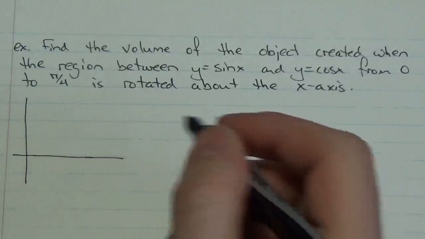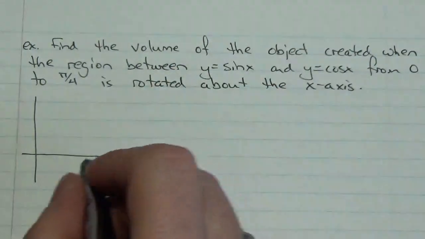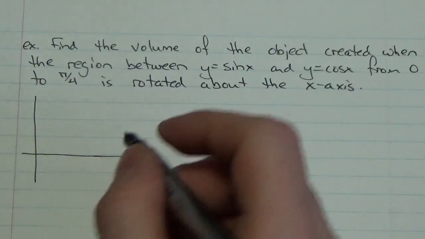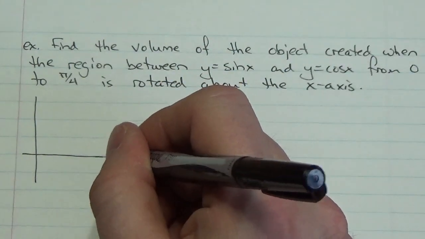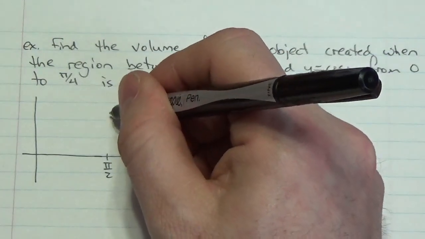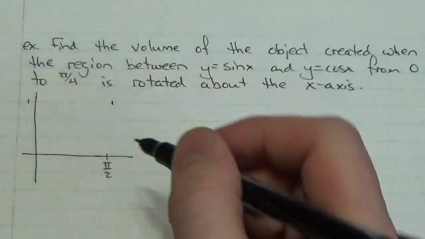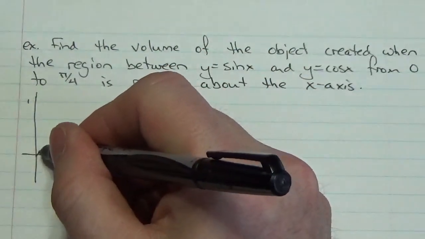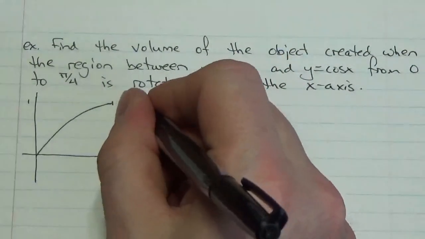Okay, well, sine of x is going to look like this. Now, remember, we're going to pi over 4. So I'm just going to go to pi over 2 to start off with. And I know that pi over 2 is going to go, for sine, up to, let's say, 1. Let's go right up to there. So that's going to look like this. Okay, so there's my y equals sine of x.